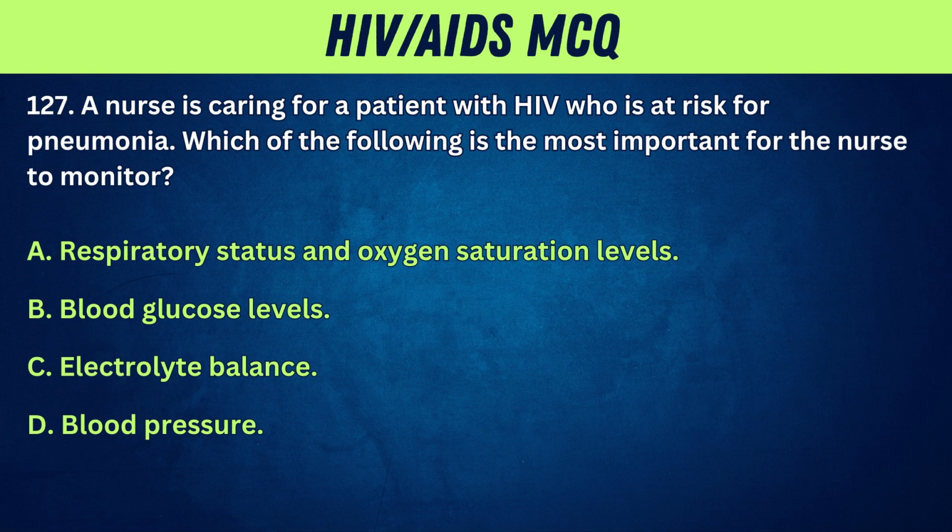127. A nurse is caring for a patient with HIV who is at risk for pneumonia. Which of the following is the most important for the nurse to monitor? A. Respiratory status and oxygen saturation levels. B. Blood glucose levels. C. Electrolyte balance. D. Blood pressure.